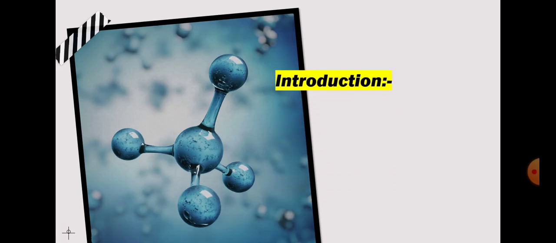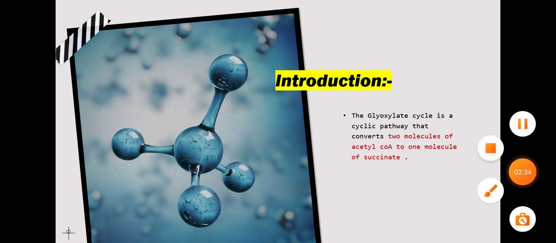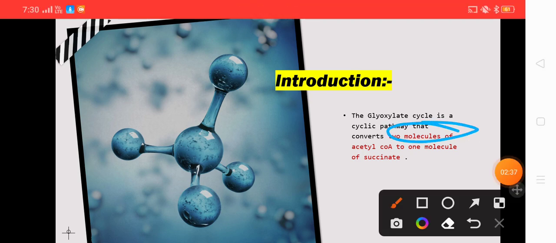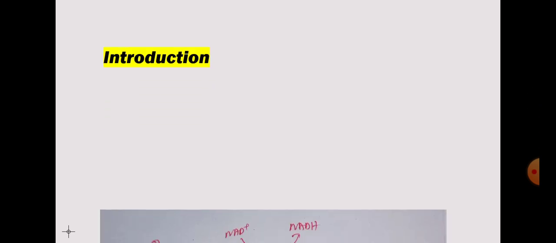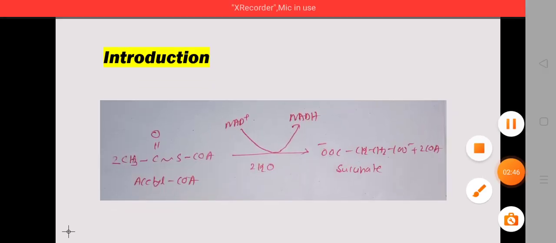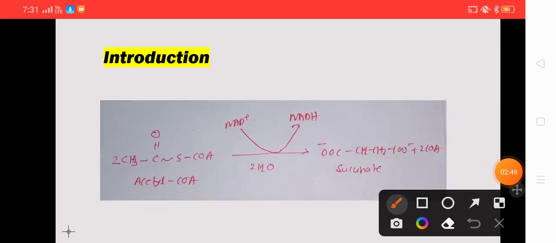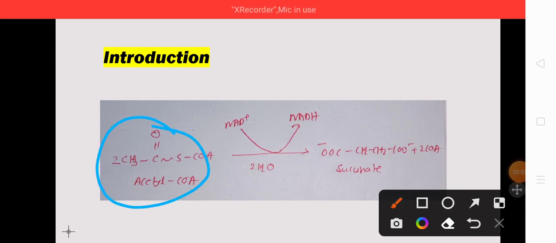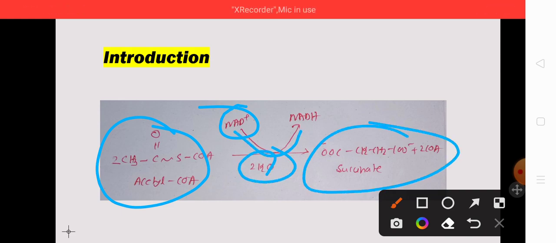First, in the introduction, we will see that two molecules of acetyl CoA will be used by the glyoxylate cycle, and ultimately we will get one molecule of succinate. So how does the reaction occur? If we talk about the broad overall equation of the glyoxylate cycle, two molecules of acetyl CoA, with the reduction of NAD plus in the presence of water, give us succinate, right?